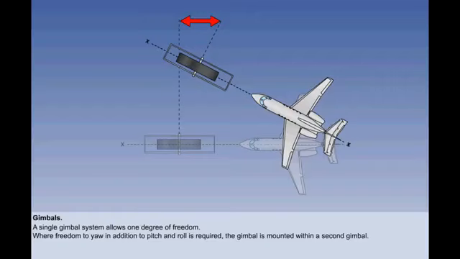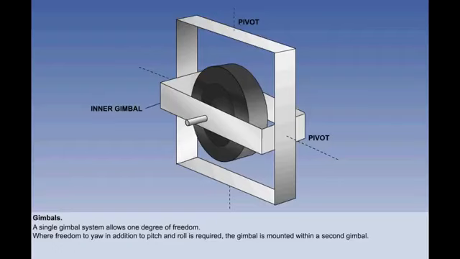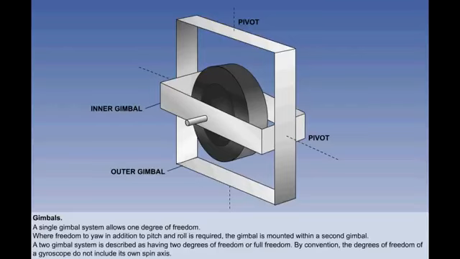However, there are instances where freedom to yaw is required, in addition to the freedom to pitch and roll. And the solution is to mount the gimbal within a second gimbal, as we can see here. We will call the first gimbal we looked at the inner gimbal, and the second gimbal the outer gimbal. Note that a two-gimbal system is described as having 2 degrees of freedom, or full freedom. By convention, the degrees of freedom of a gyroscope do not include its own spin axis.